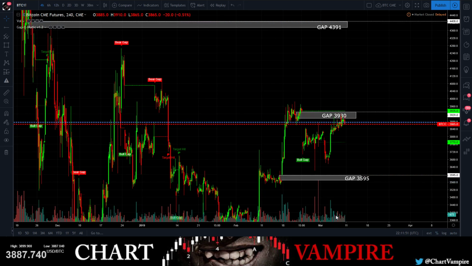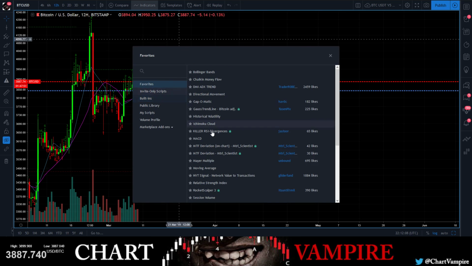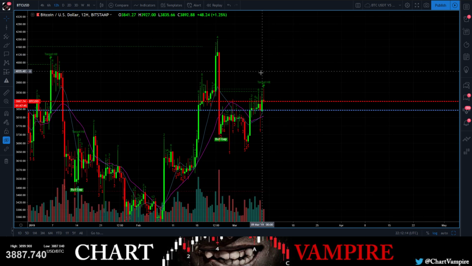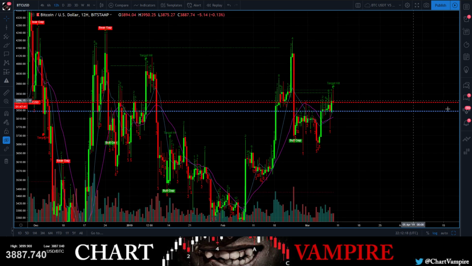We have 2 hours left to fill this. So our gap did get filled. Everybody can see that. The gap did get filled over on the Gap-O-Matic, and I want to load that in here. Our target did get hit right now. It doesn't mean that this can't keep pushing a little bit higher.